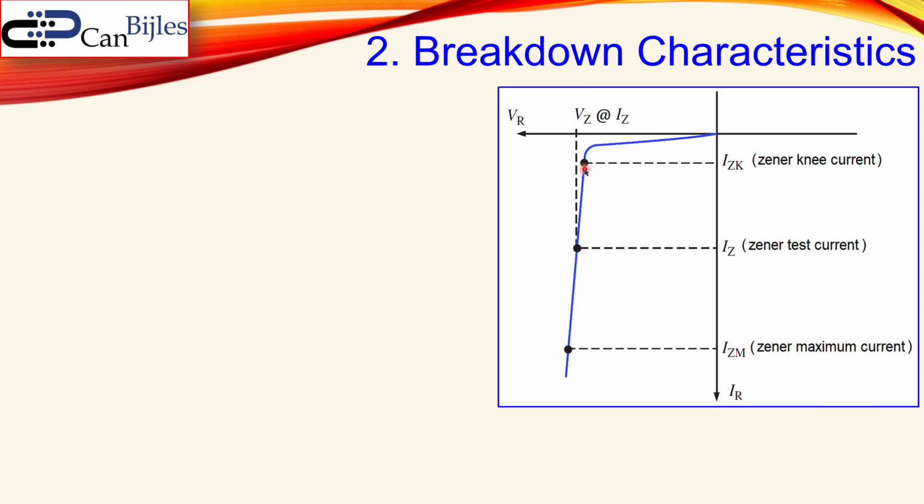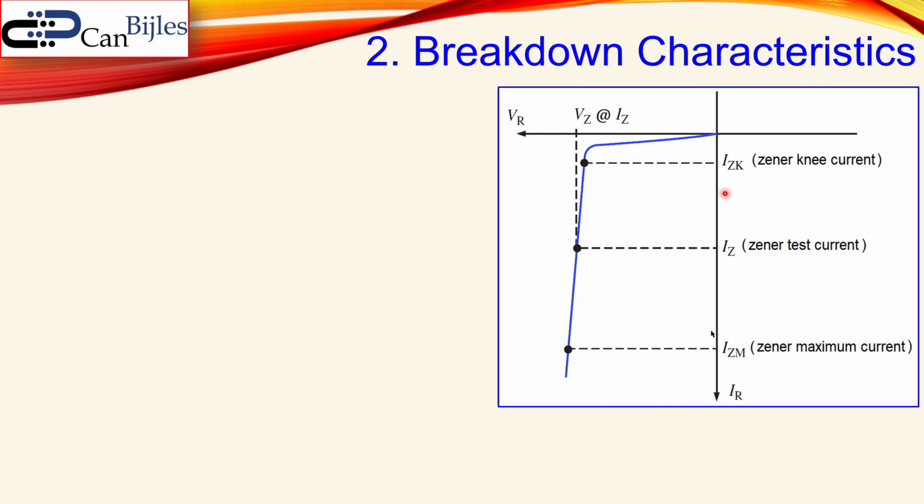You also have the minimum value, which is called the IZK, the Zener minimum or Zener knee current. So it is really the smallest possible Zener current you can have in order to have small changes with respect to the nominal Zener voltage. You also have a maximum Zener current, which is called IZM.